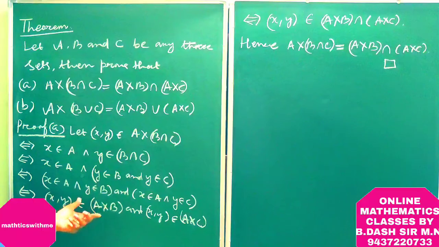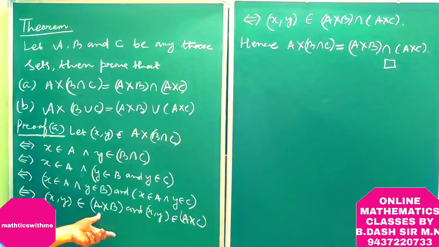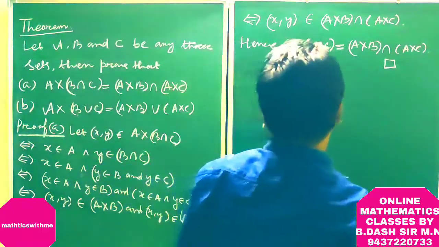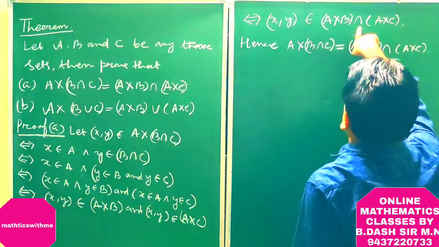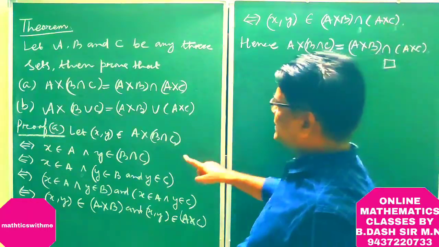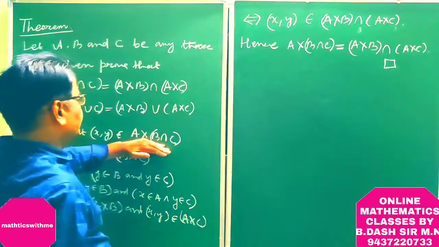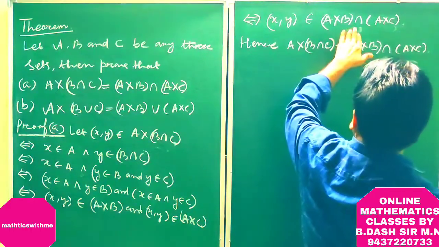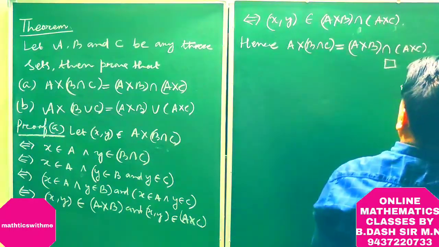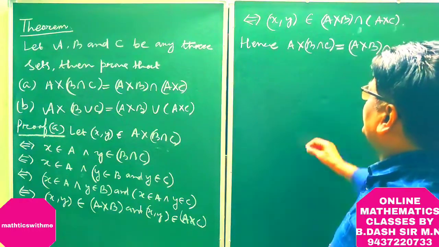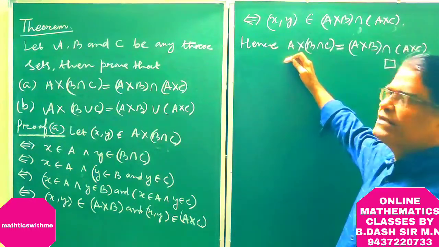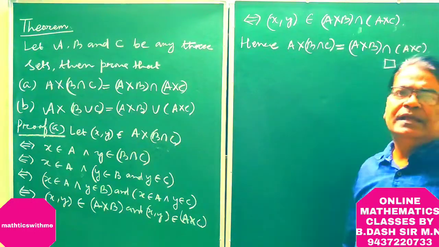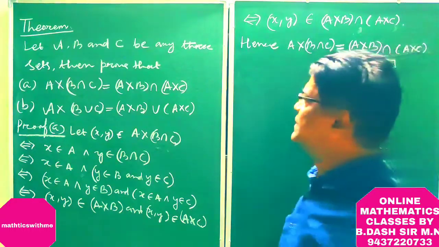Now this can be written as (x, y) belongs to A cross B, and here (x, y) belongs to A cross C, if and only if (x, y) belongs to A cross B intersection A cross C. We have started with this set A cross B intersection C, and we got (x, y), the ordered pair, belongs to A cross B intersection A cross C, by which we prove A cross B intersection C is nothing but A cross B intersection A cross C. Now let us prove the second part of the theorem.